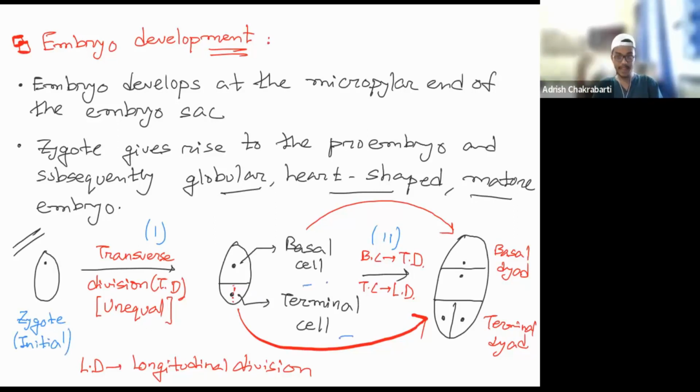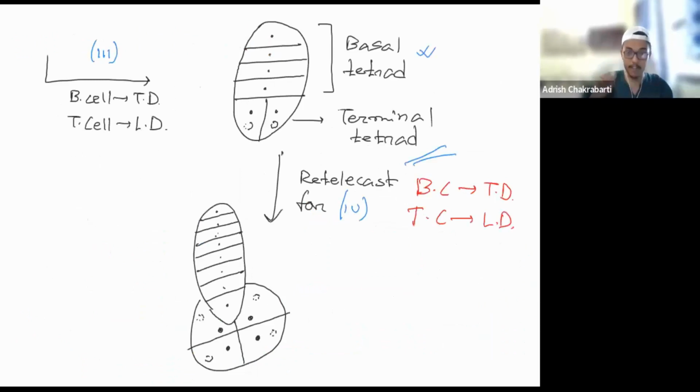In the consequent next 3 divisions, the basal cell continuously underwent transverse divisions forming basal dyad, basal tetrad, and basal octant, and the terminal cell underwent consequent longitudinal divisions forming the terminal dyad, terminal tetrad, terminal octet, and we finally came up to this structure. Now it's time for the 5th division, which is the most interesting of all.